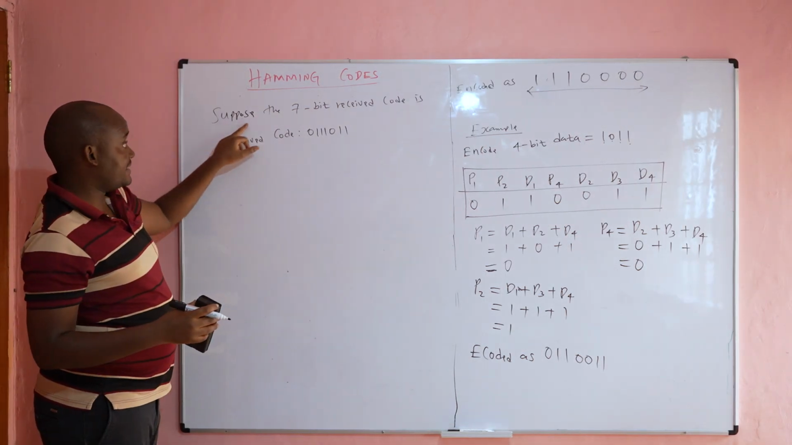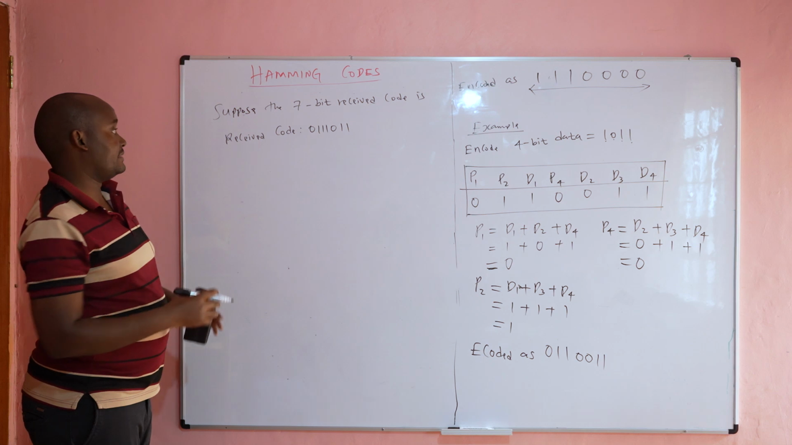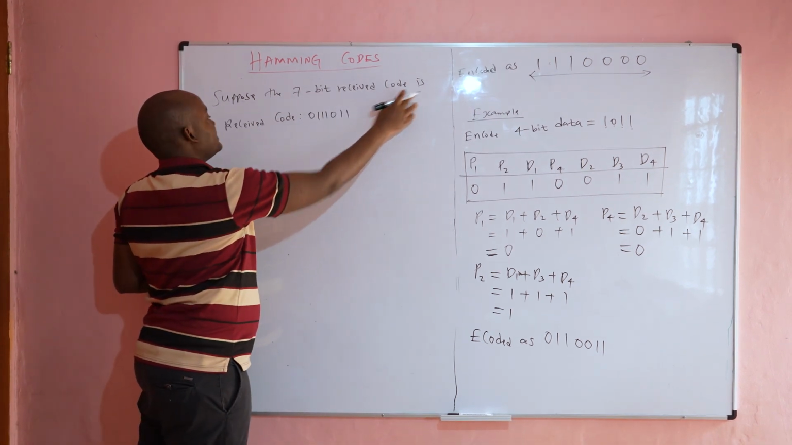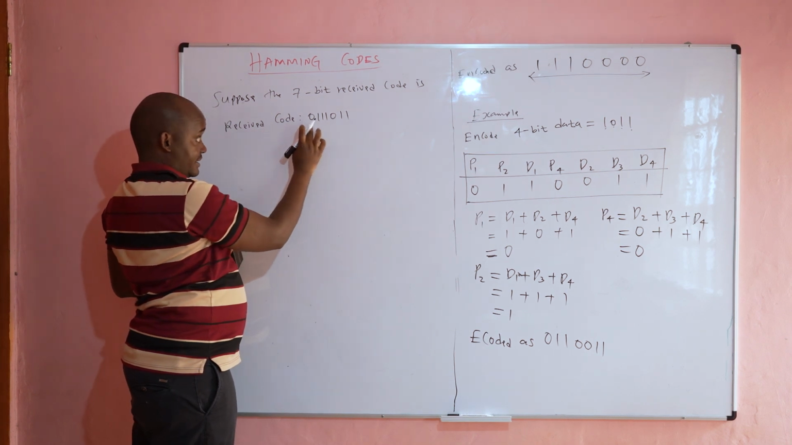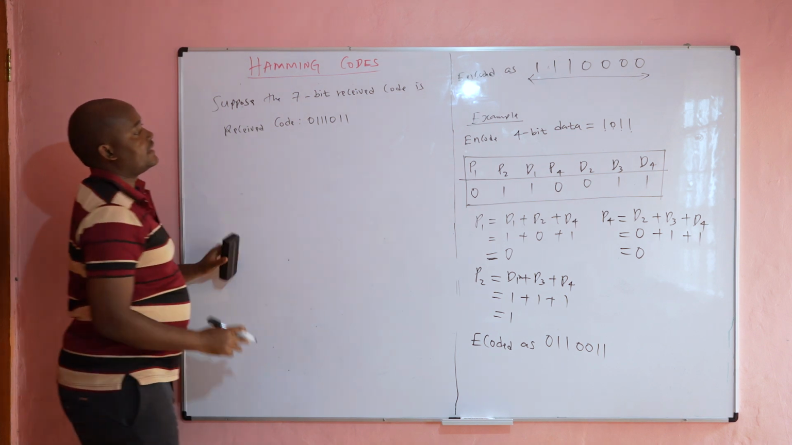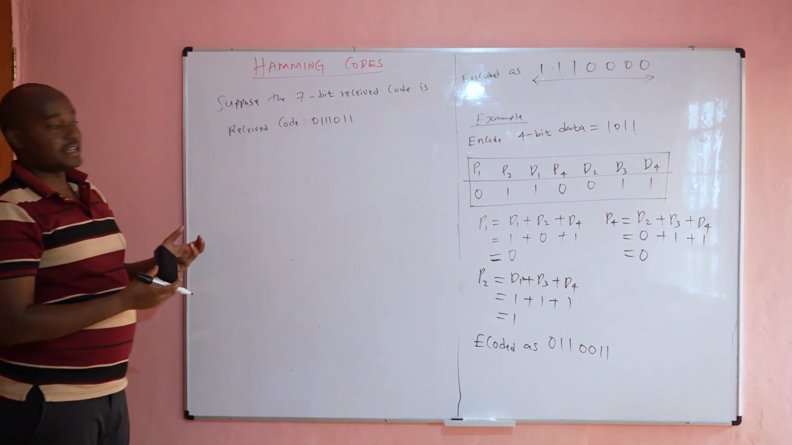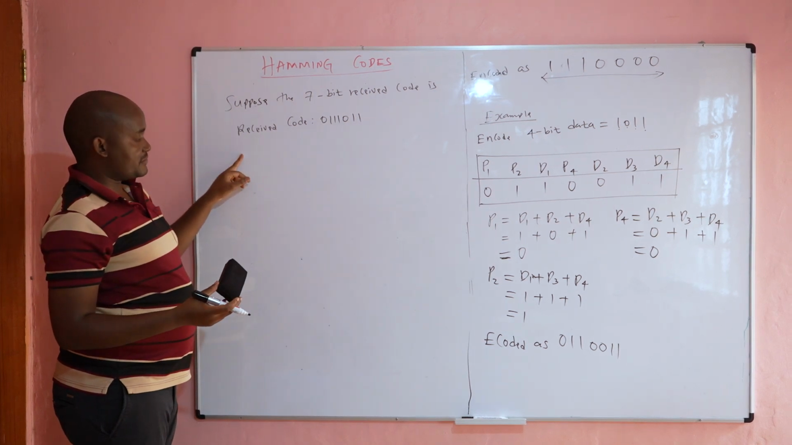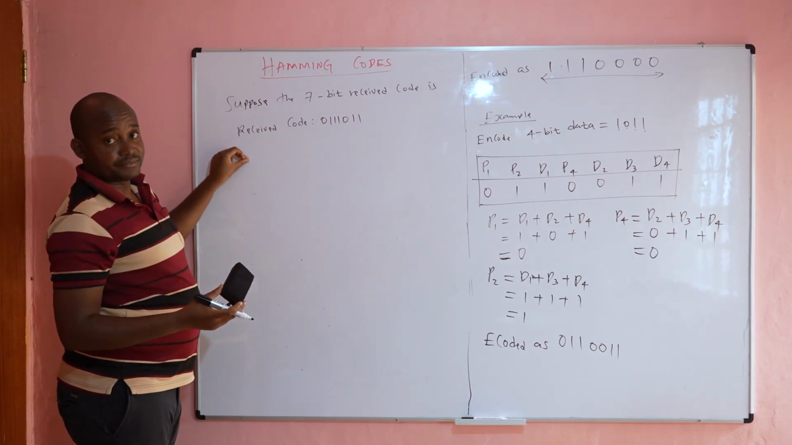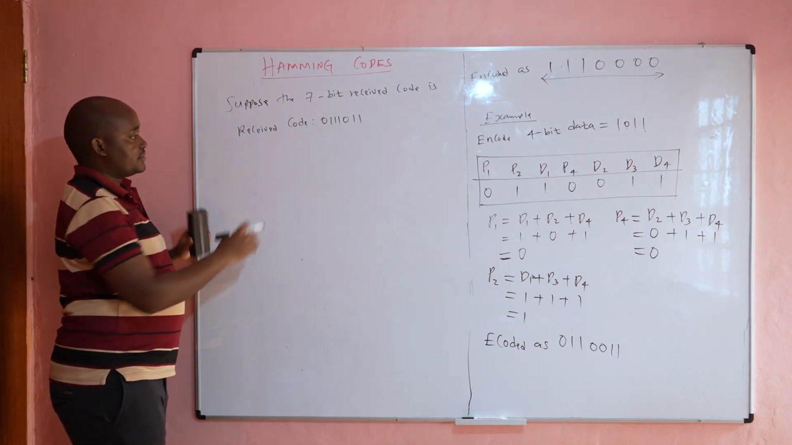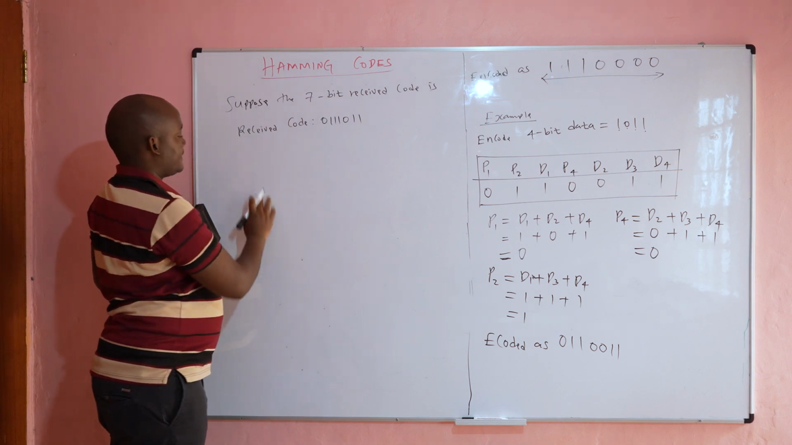Suppose now you are given this particular message, and suppose the 7-bit received code is 0 1 1 1 0 1 1. So how can you detect, that is number one, if there is an error? And if you're able to detect the error, what position is that particular error, and are you able to correct that particular error? That is what we'll be looking at in this particular example.